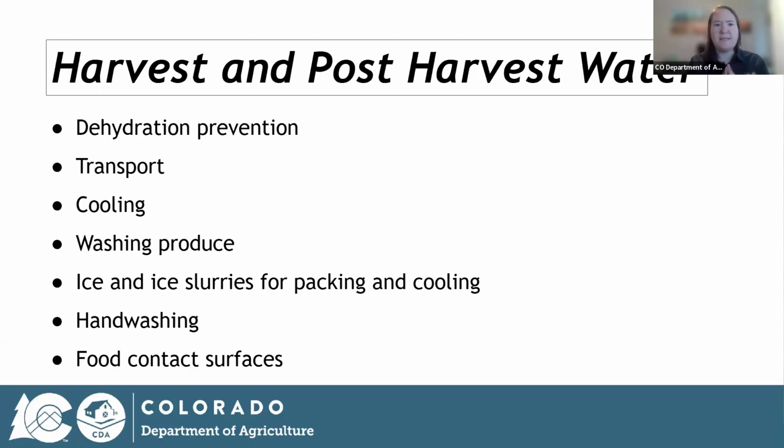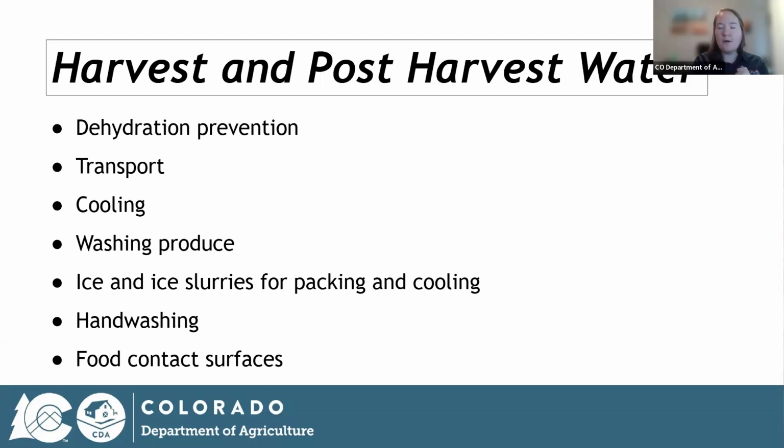So maybe asking yourself, well, what is considered harvest and post-harvest water? I may or may not have that on my operation. So these are just some examples of what the rule says is considered harvest and post-harvest water, right? So any kind of dehydration prevention, if you use it for transporting, such as in like a flume system of some kind, cooling, washing of produce. I know a lot of farms, they'll wash their leafy greens sometimes or maybe do a pre-wash of some of their root vegetables such as carrots or radishes or anything along those lines.